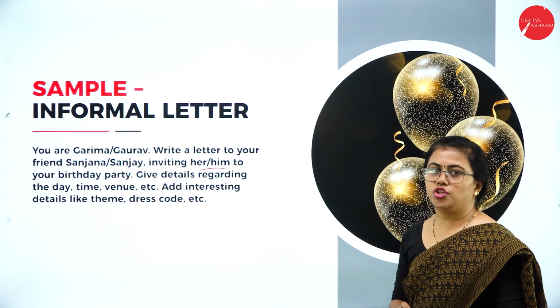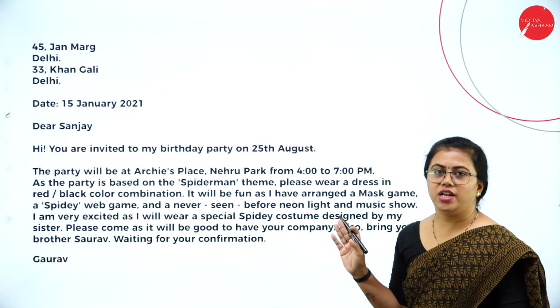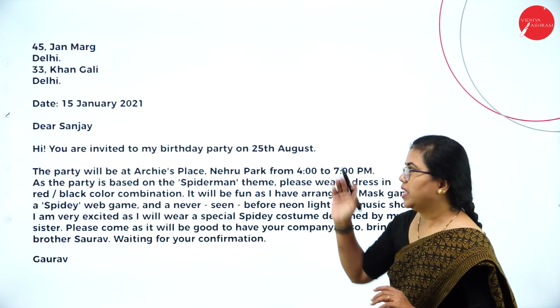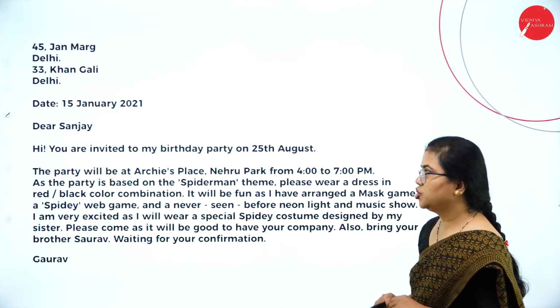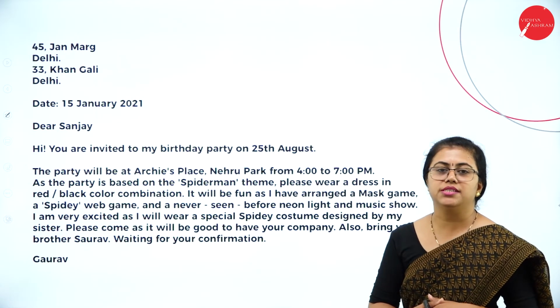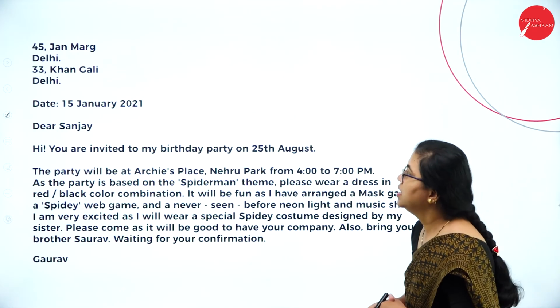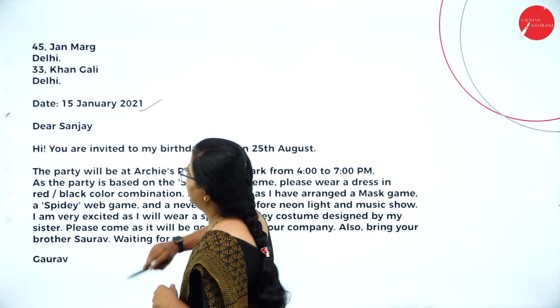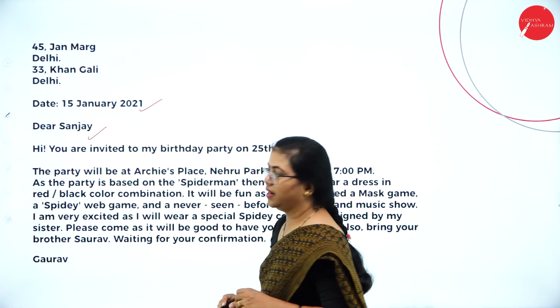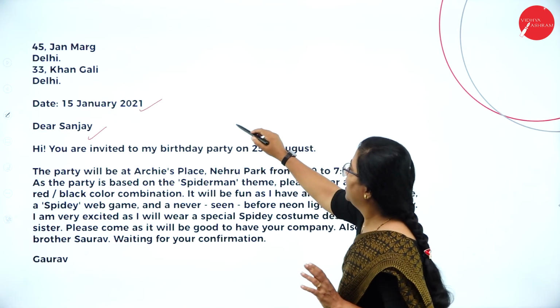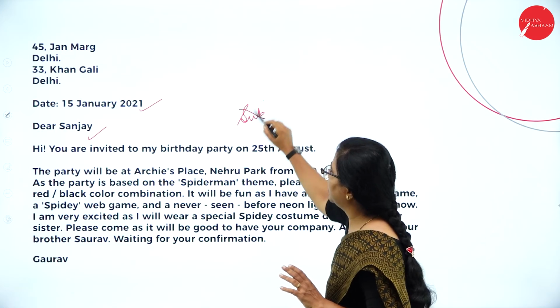The name is already given, the address is not given, so you can just write your own address. Yes, 45 Janmarg, Delhi. This is the place we are sending the letter from. Then comes the date, then the salutation. Then there is no subject line at all. As I told you, there is no subject line in an informal letter.